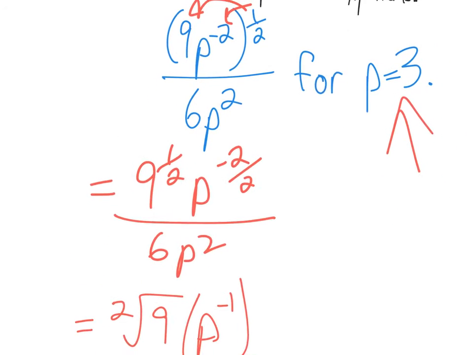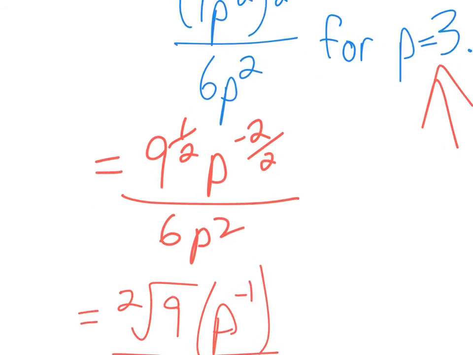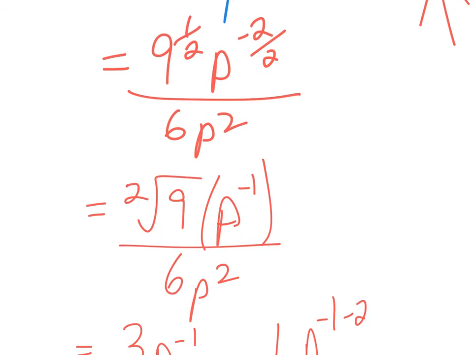That becomes 9 to the half and times p to the negative 2 over 2. The denominator remains unchanged, 6p squared. Then 9 to the half can be converted into a radical, which becomes the square root of 9, and p to the negative 2 over 2 becomes p to the negative 1.